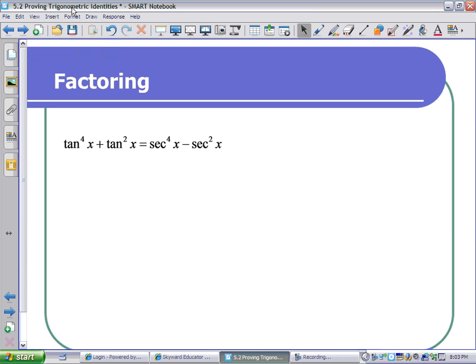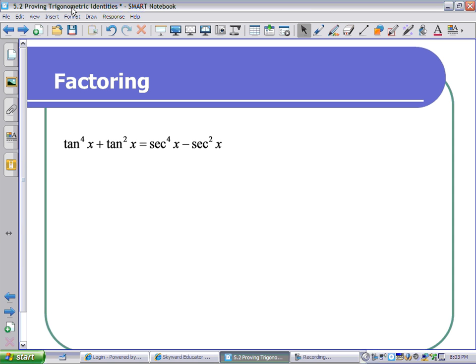Now we're going to prove trig identities by factoring. When you look at the left-hand side of this equation, tangent to the fourth x plus tangent squared x, compared to the right side, secant to the fourth x minus secant squared x, one side isn't messier than the other side. So you can choose to work with either side of the equation.